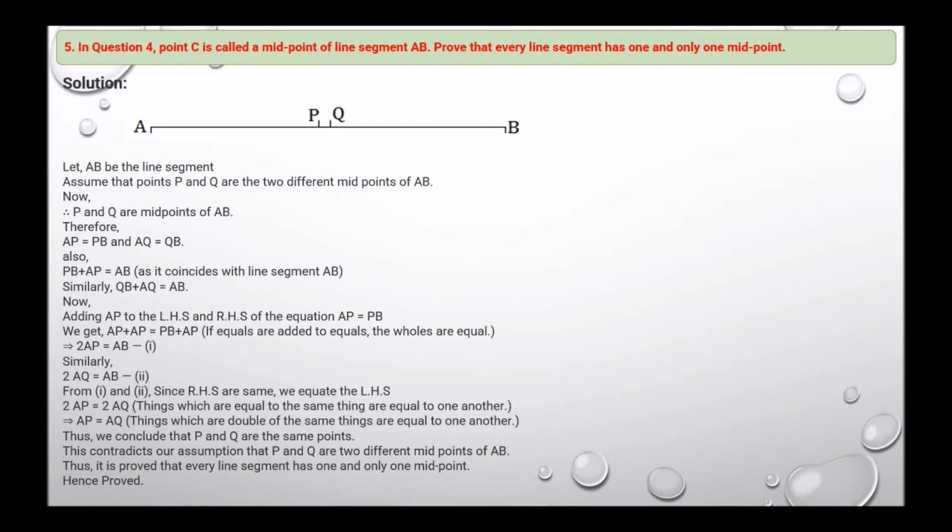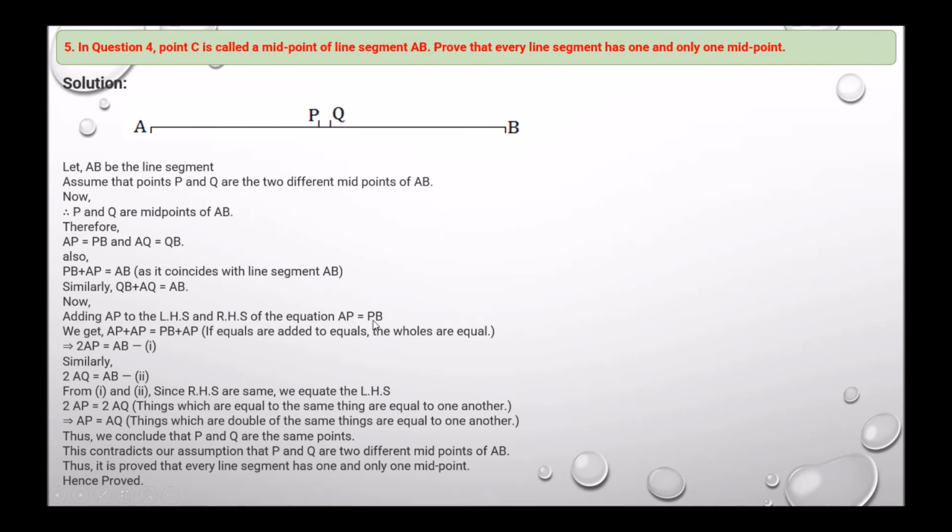Next, in question 4, point C is called a midpoint of line segment AB. Prove that every line segment has only one midpoint. So let AB be the line segment. Assume that points P and Q are two different midpoints of AB. Now, P and Q are midpoints of AB. Therefore, AP equals PB and AQ equals QB. Also, PB plus AP equals AB. Similarly, QB plus AQ equals AB.